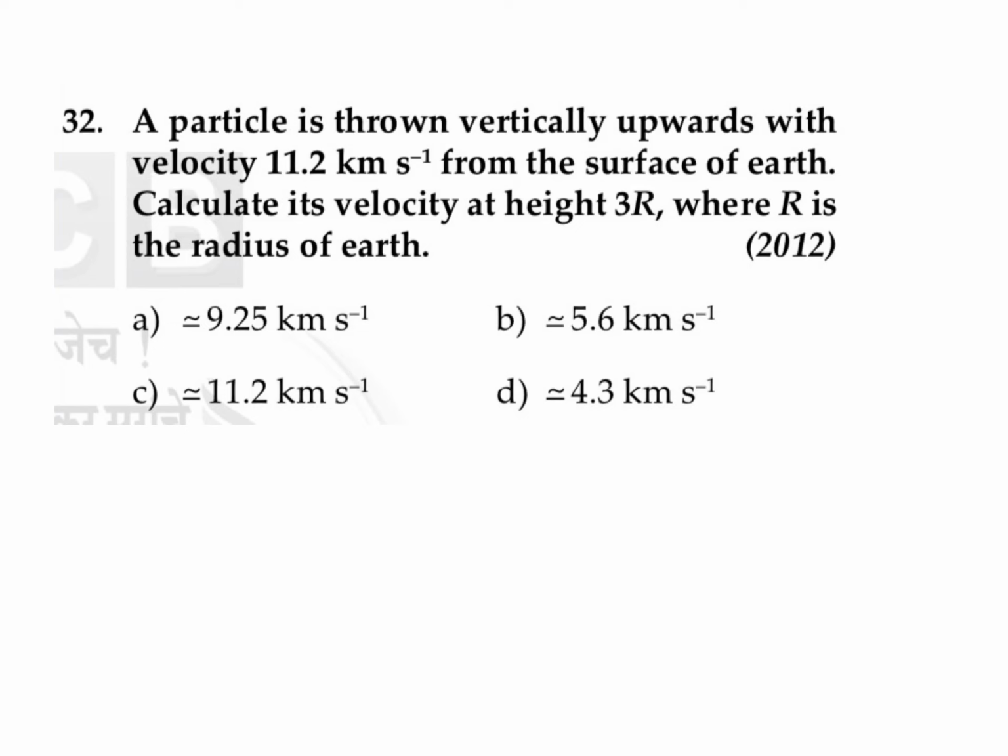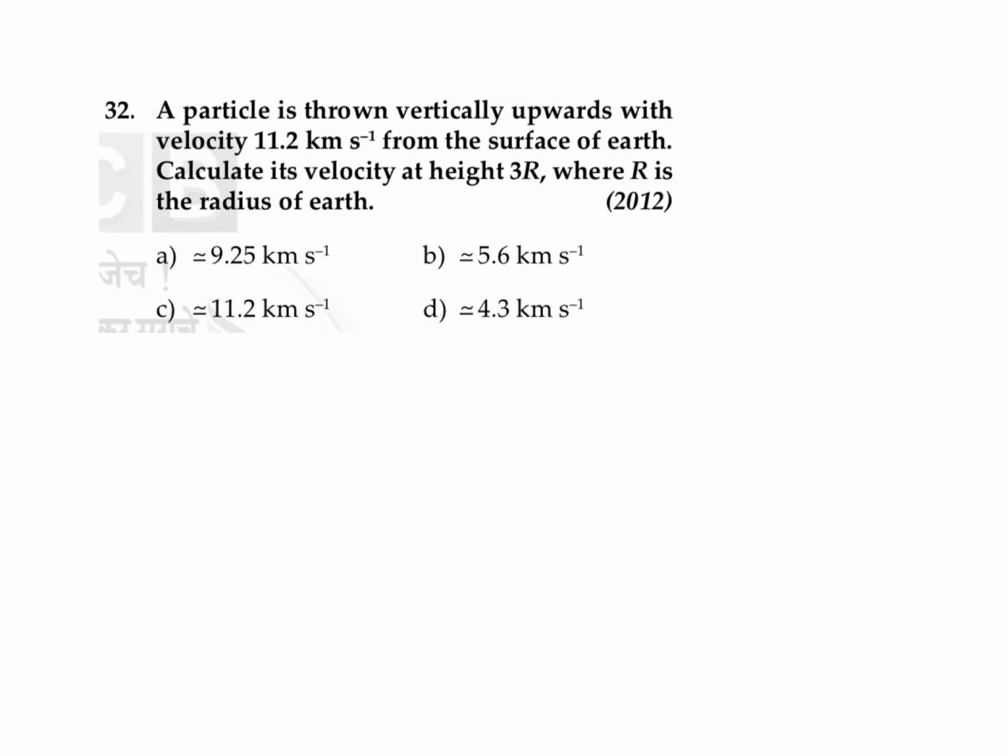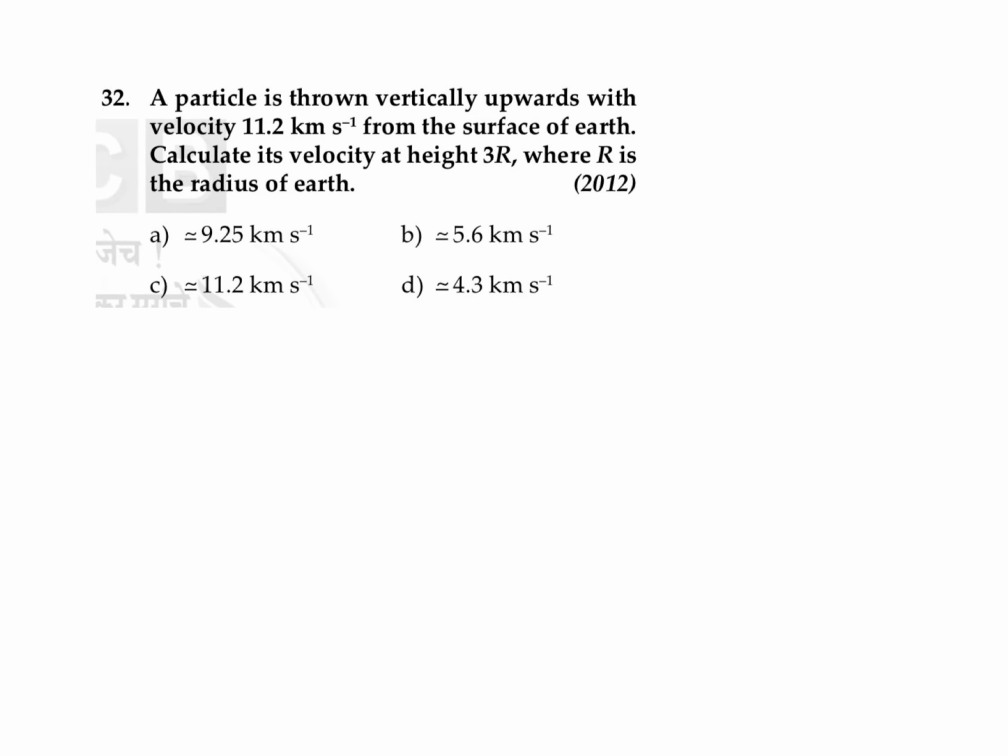A particle is thrown vertically upward with a velocity of 11.2 km per second from the surface of Earth. Calculate its velocity at a height 3r, where r is the radius of Earth. So we know that 11.2 km per second is the value of escape velocity from the surface of Earth. So we can just modify this question like this.